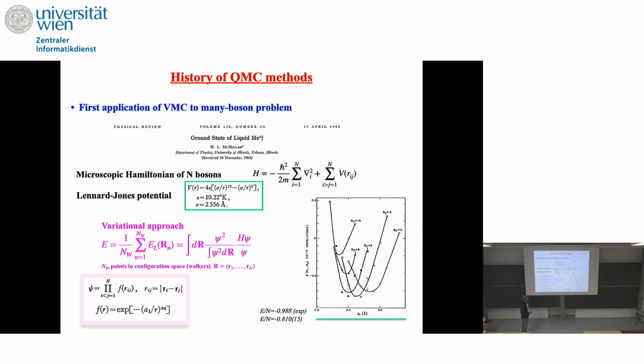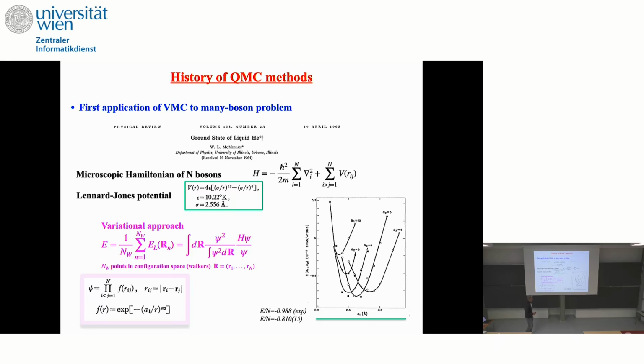Here one starts with the microscopic Hamiltonian, which is exactly the same that you are using in your studies. And here the potential is a Lennard-Jones potential with the proper parameters for helium-4. So this is the range of the interaction, which is on the order of few angstroms, and this is the depth of the well. And then what Macmillan did was use this Hamiltonian in a variational approach.